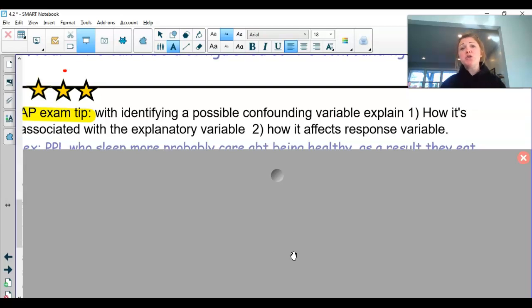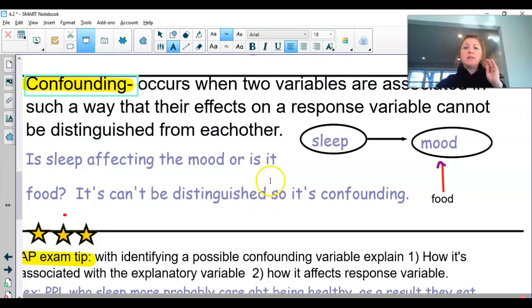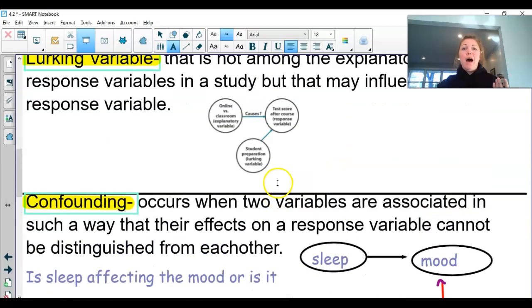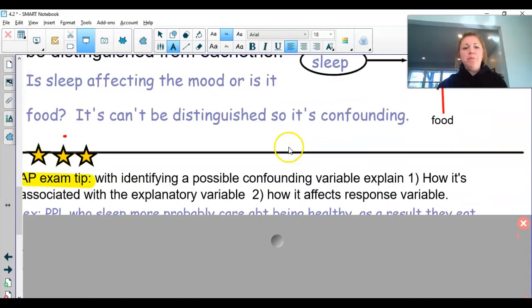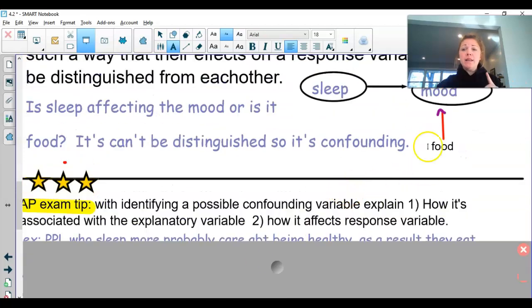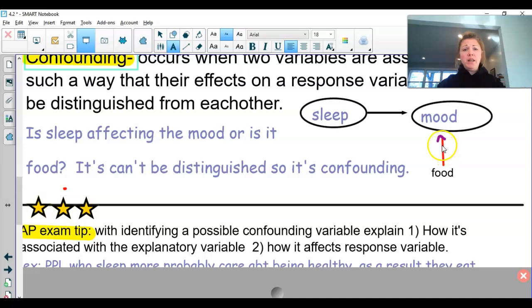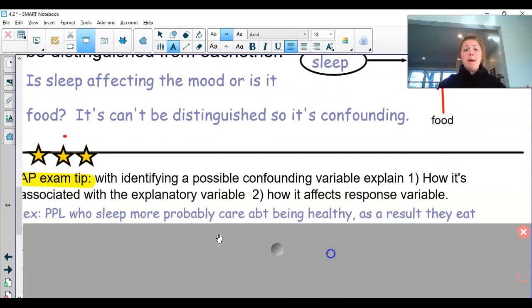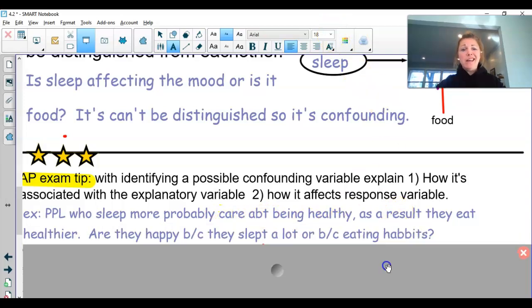So a confounding variable should be associated with that explanatory variable as well, okay? What is the explanatory variable? We talked about this, you guys, in our linear regression unit. The explanatory variable is what is influencing the response, okay? And we'll rewrite those definitions down again if we need to. So let's talk about sleep and mood, okay? I said that food could also influence mood. And now if we don't know if our mood is because of how much we slept or how much food we ate, we call that confounding, okay? So people who sleep more probably care about being healthy. As a result, they eat healthier.